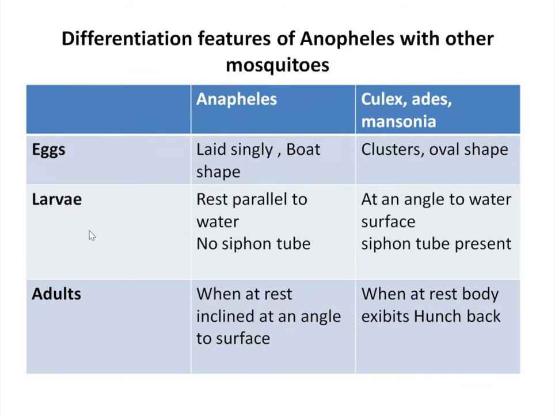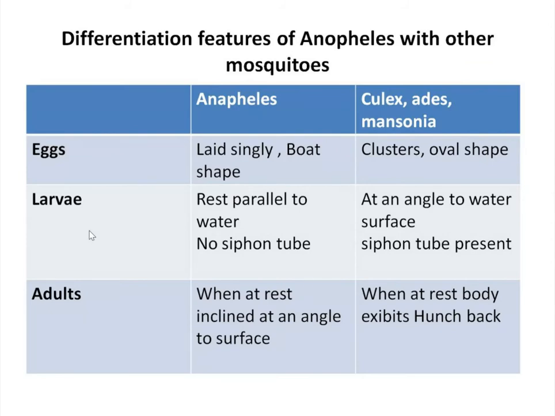Anopheles larvae don't contain a siphon tube, so they rest directly parallel to the water. They don't require a siphon tube for respiration. The siphon tube usually helps with respiration, whereas the Culicines, which are basically Culex, Aedes and Mansonia mosquitoes, contain a siphon tube for getting oxygen from the surface of water. They take respiration through the siphon tube.